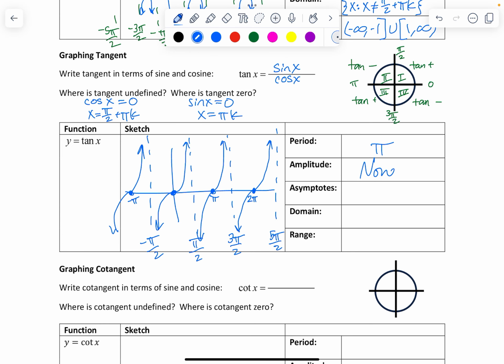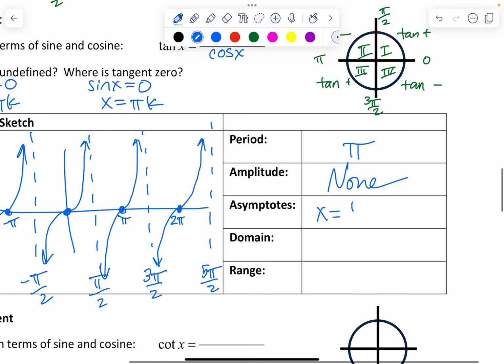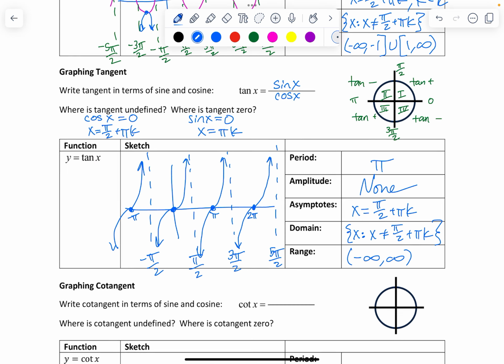Amplitude, nope, there is none. Asymptotes happen where we were undefined, so pi over 2 plus pi k. My domain is everything except the asymptotes, x such that x is not equal to pi over 2 plus pi k. I should have written k somewhere, but I already have it. My range, notice, I'm shooting off to positive infinity and negative infinity, so it's negative infinity to positive infinity. All right, we are almost done.